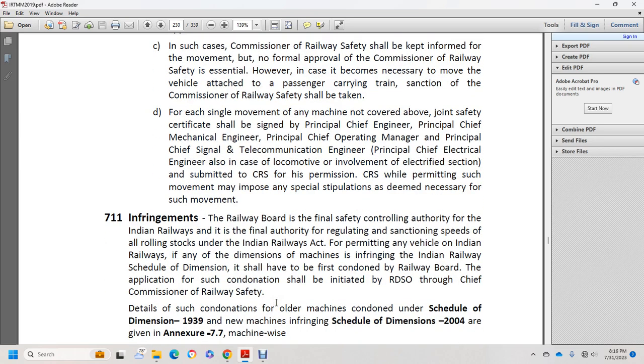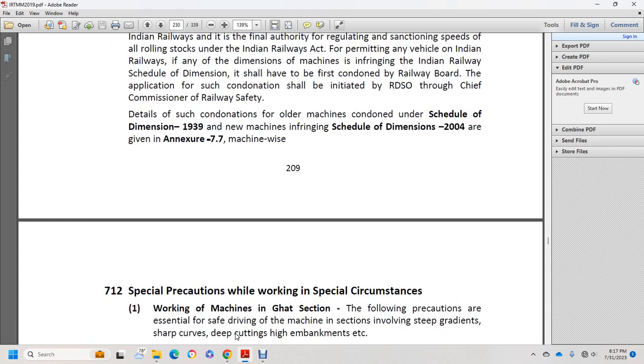Infringement. The Railway Board is the final safety controlling authority for the Indian Railways and the final authority regulating the sanctioned speed of rolling stock under the Indian Railways Act. Permitting any vehicle or machine infringing the Indian Railway schedule of dimensions must first be condoned by the Railway Board. The application for such condonation should be initiated with the Research Design Standards Organisation and the Commissioner of Railway Safety, with details of the condonation. Condonations of old machines condoned with the 1939 schedule of dimensions, and new machines infringing the 2004 schedule of dimensions, are given in Annexure 7.7, machine wise.